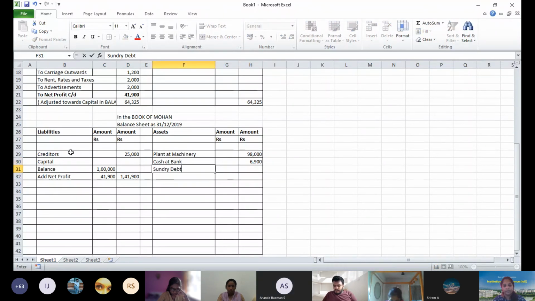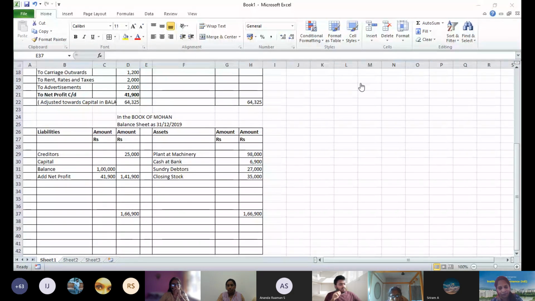Very easy problem this is. This will tally immediately. 27,000. And then what else? Closing stock is also there. What is your closing stock? 35,000. Now your balance sheet will tally. Give me your answer. 1,66,900. So you got it tallied. So this is what is happiness. We all smile. Half the people would not have understood how I've done the problem, but I'm stopping to record.